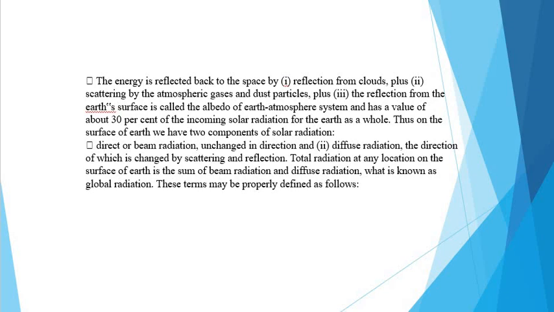Thus, the surface of the Earth receives two components of solar radiation: direct or beam radiation, unchanged in direction, and diffuse radiation, the direction of which is changed by scattering and reflection. The total radiation at any location is the sum of beam and diffuse radiation. This is also known as global radiation.